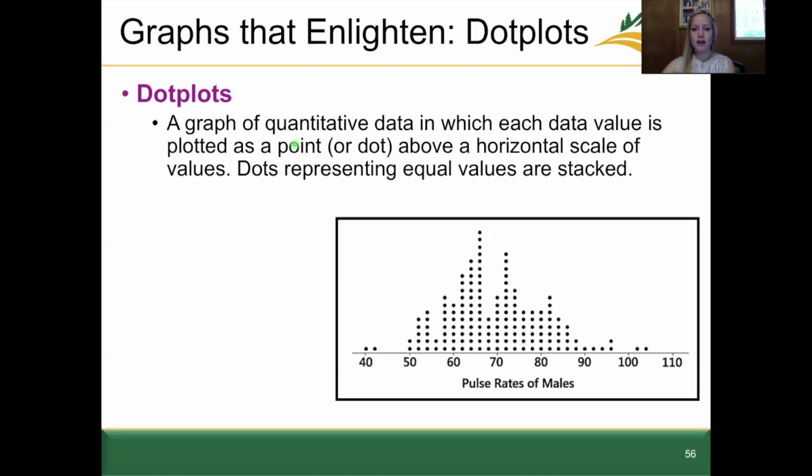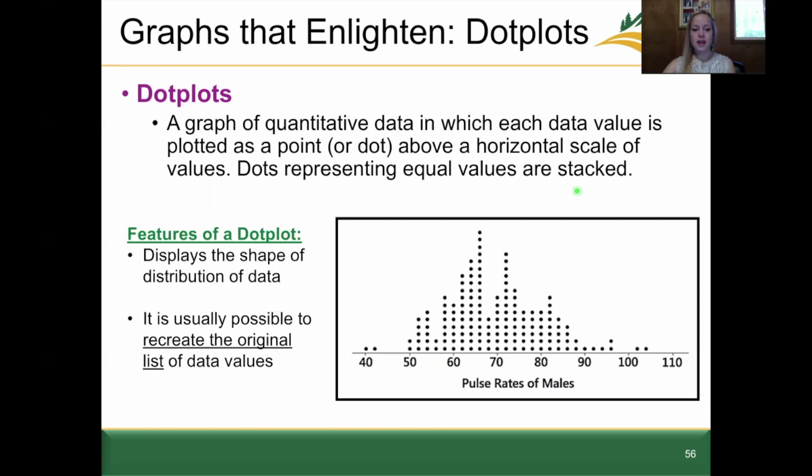So one example here are dot plots. In dot plots, we have a graph of quantitative data in which each data value is plotted as a point or a dot. These dots are plotted above a horizontal scale of values. One important detail here is that dots representing equal values are stacked, and I'll show you an example of that.